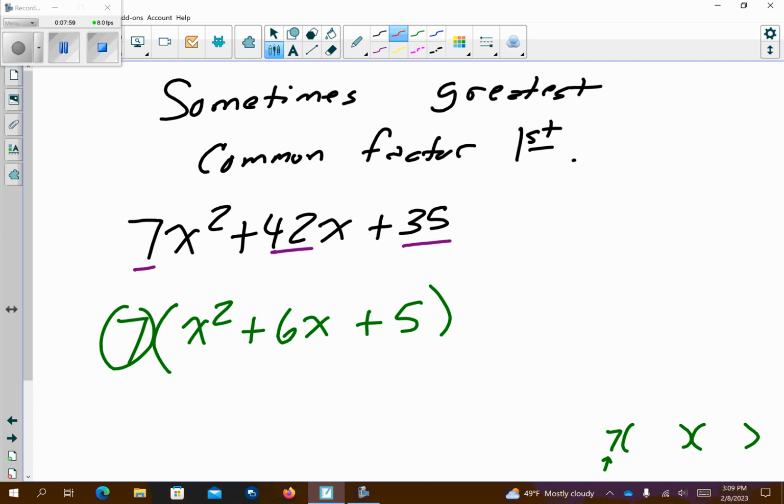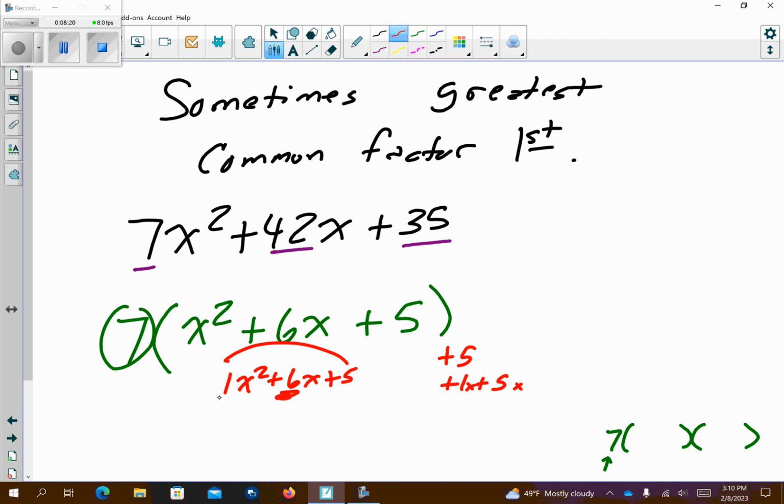Now I'm just going to take a look at x squared plus 6x plus 5. I'm going to factor out like normal. I'm going to put a 1 out front. 5 times 1. I'm not going 5 times 7 because the 7 is already over here. 5 times 1 is positive 5. And both terms have to be positive. So I have positive 1 and positive 5.